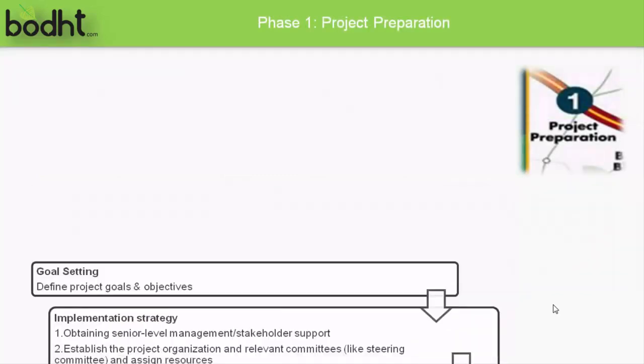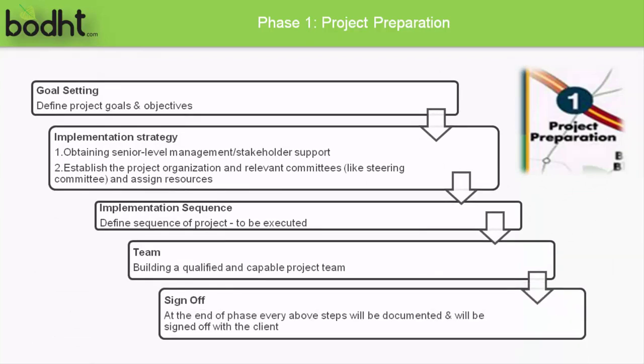Now the first phase, project preparation, what do we do? There will be goal setting where they define project goals and objectives, and obviously taking support of all the stakeholders and senior level management from the enterprise where we are trying to implement SAP, and establish the project organization and relevant committees. Because when a new solution is coming into the enterprise where every end user or business user has to use this particular system, there has to be a committee formed from the enterprise side to drive this new solution in. So this would be there.